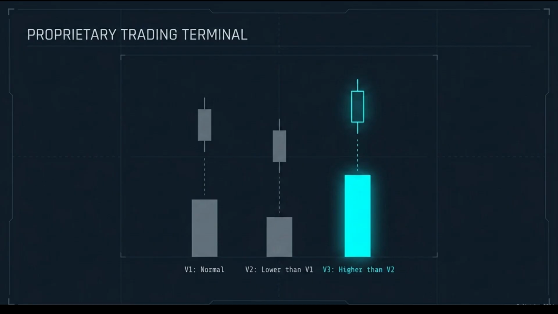First volume, a normal volume bar. Second volume, this bar must be strictly lower than the first volume bar. Third volume, this bar must be higher than the second volume bar. It can also be higher than the first, but it is mandatory that it is higher than the second. This 1, 2, 3 volume sequence is your key signal.